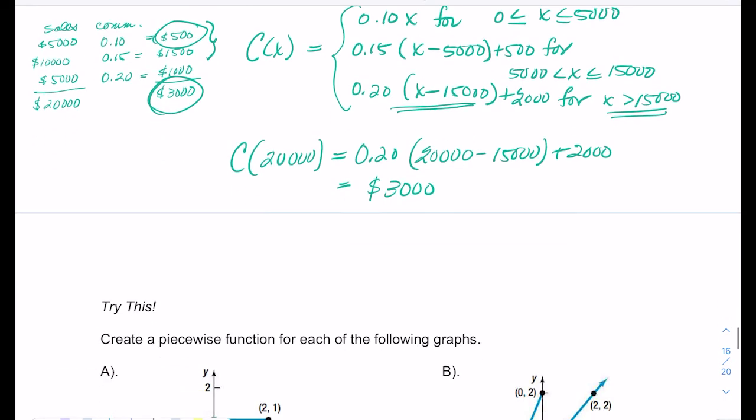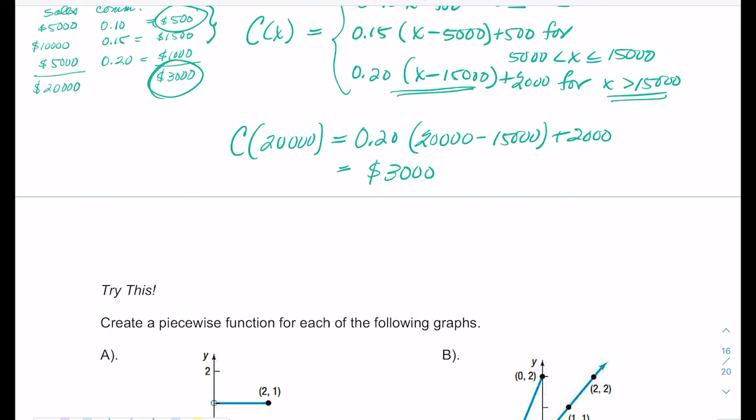Okay, you can try the problems underneath it. So that ends the video for 3.4. The next one I'm going to cover is transformations. If you have any questions, please reach out.